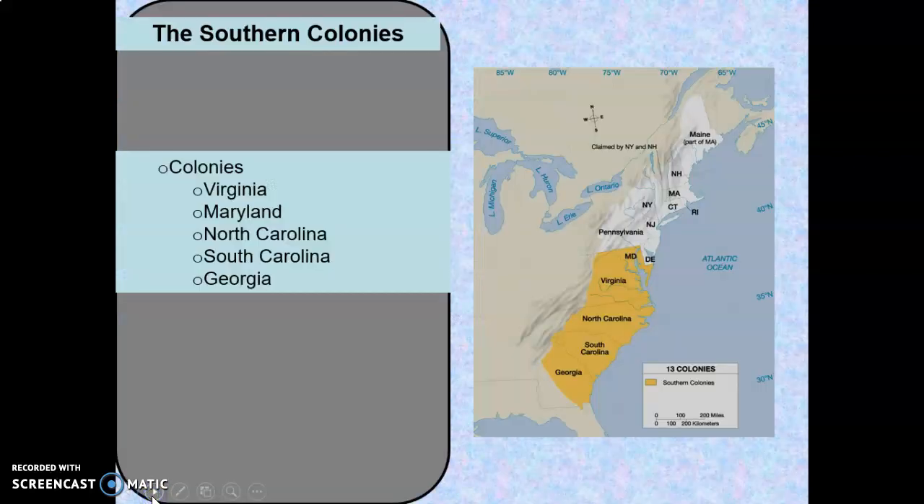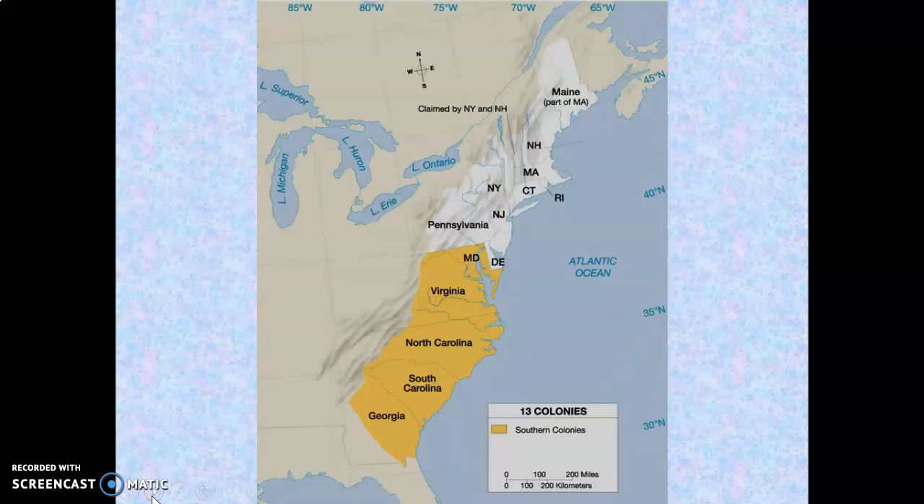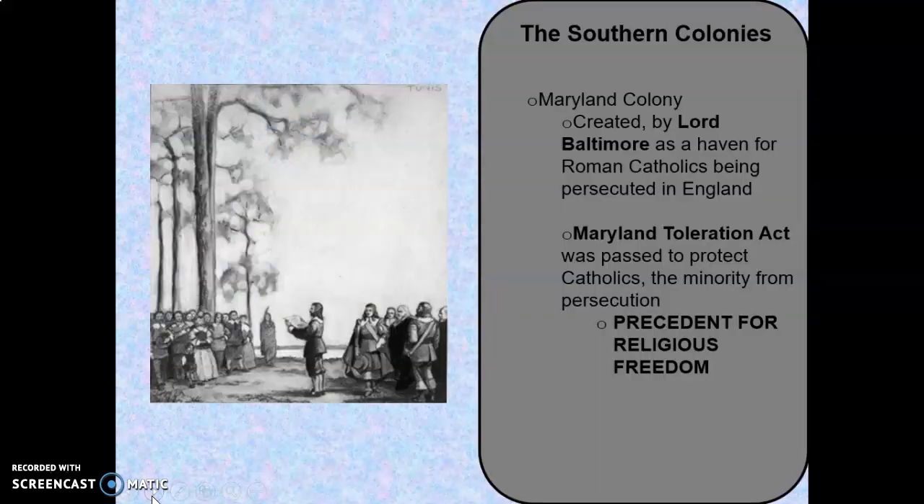Here are your southern colonies. Check out the geography there in yellow: Virginia, Maryland, North Carolina, South Carolina, and Georgia. Here's a better map. So you need to know Maryland colony was created by Lord Baltimore as a haven for Roman Catholics being persecuted in England.